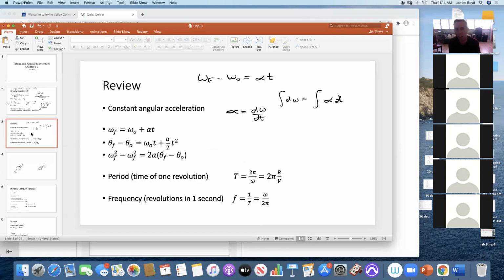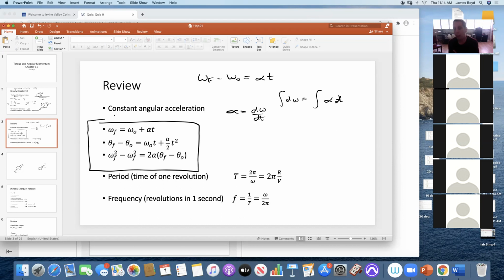So if alpha's constant, you have the same constant equations. And this will come into play because a lot of times we're going to know omega, we're going to know how fast something rotated or how slow, and we're going to need to find alpha. I'll show you on the homework in a second. The other thing to talk about is the period. The period of one revolution, you already know, is 2 pi r over v.